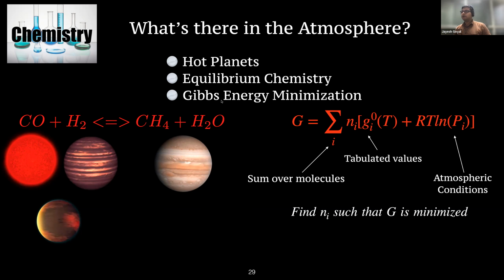So here I'm talking about a technique called Gibbs energy minimization. And by using that technique, you can compute the equilibrium chemical abundances. I won't go into the details of that, but if anyone is interested, you can contact me or look up Gibbs energy minimization and how this calculation is done.